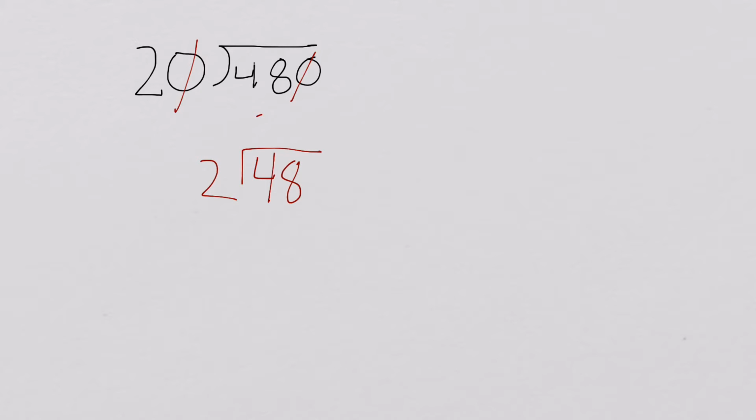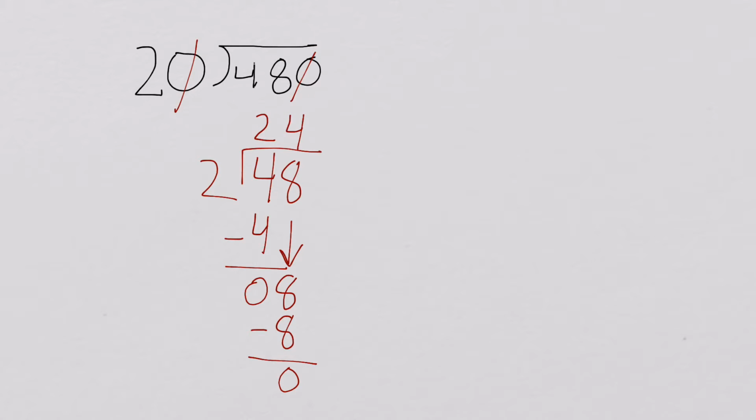2 goes into 4 twice. That's 4. We subtract and we get 0. Bring down our 8. 2 goes into 8 4 times. We get 8. Subtract and we get 0. So our answer here is 24. That's our quotient. Now, in case you're wondering, well, 2 times 24 gets us to 48, but we started off with 20 divided into 480.